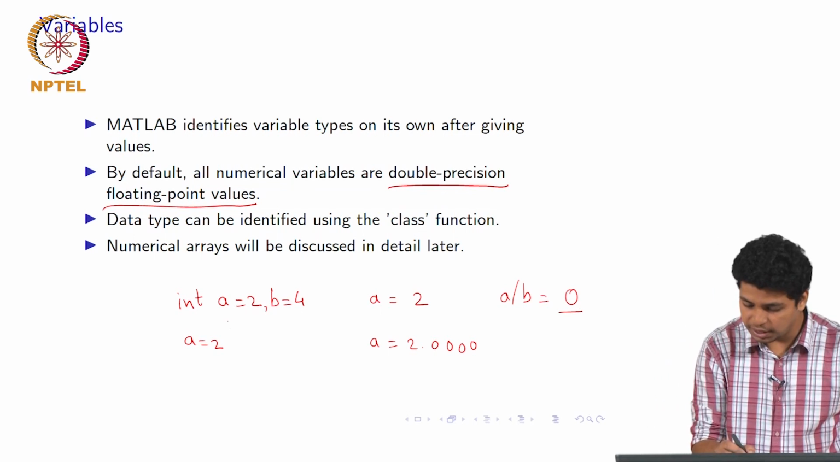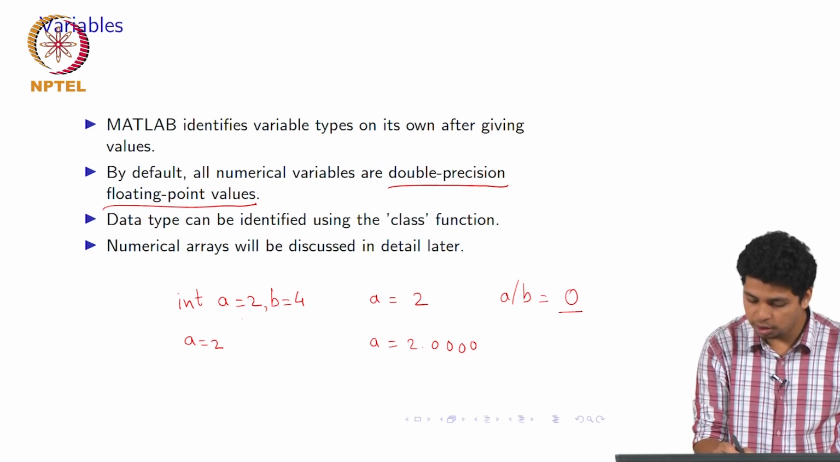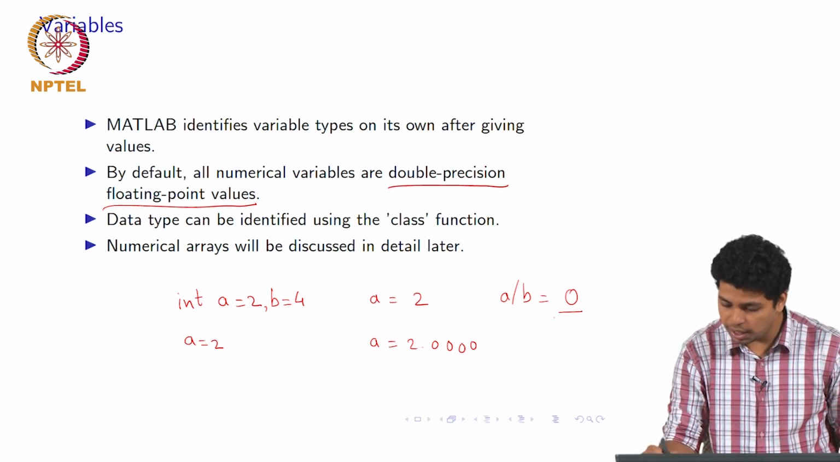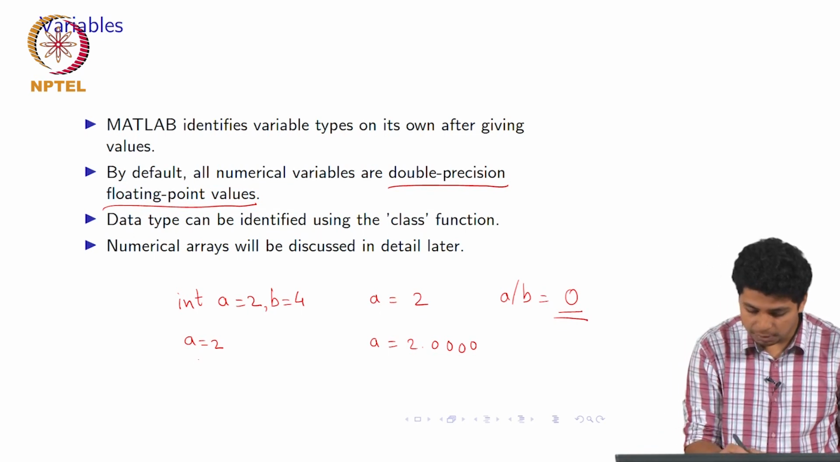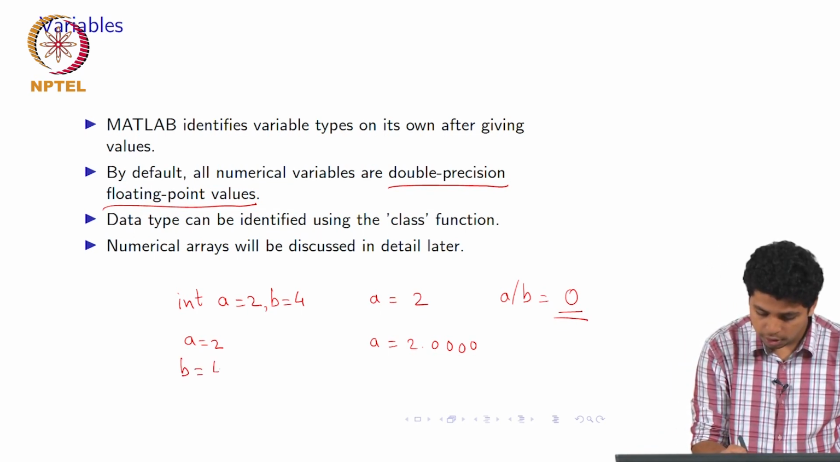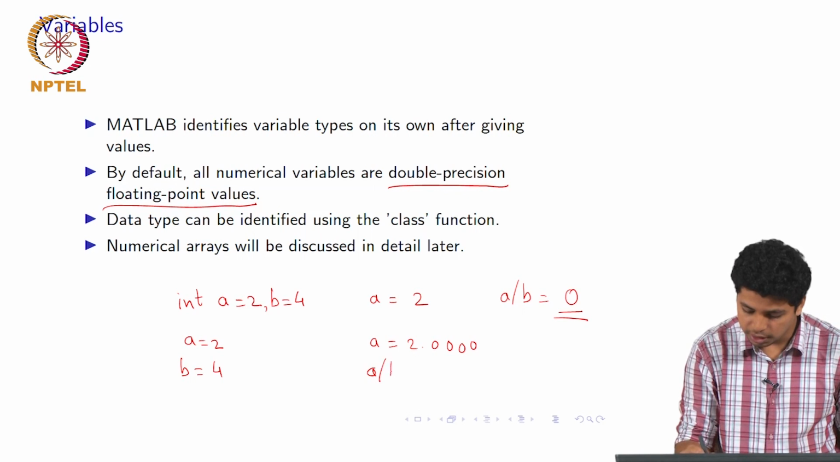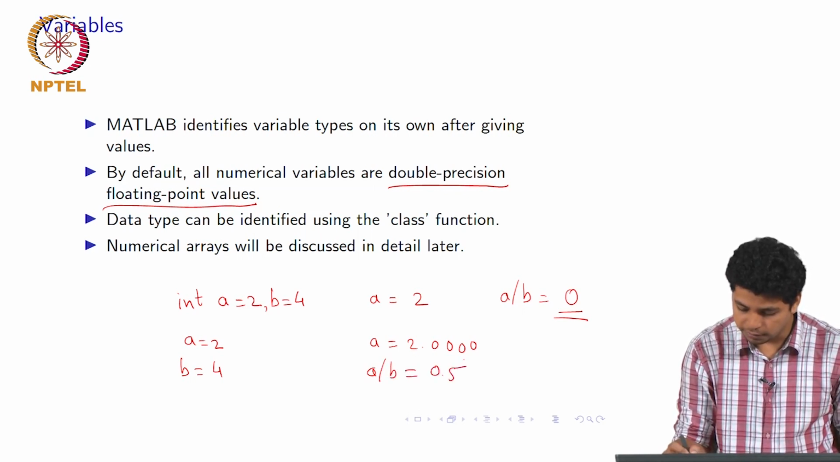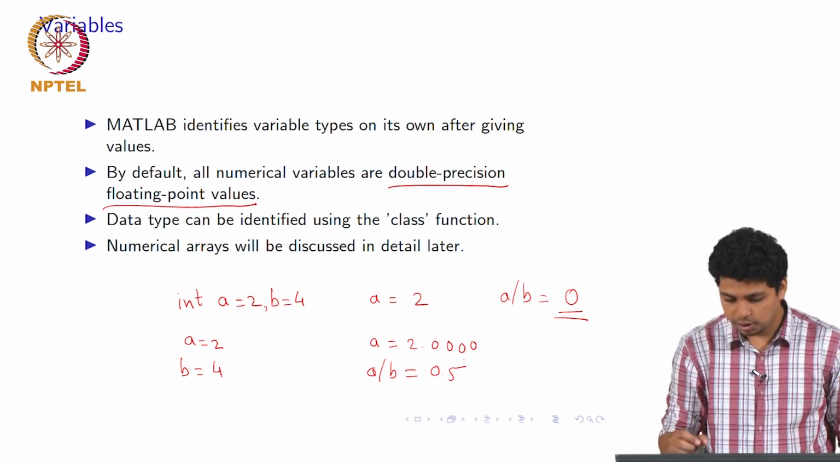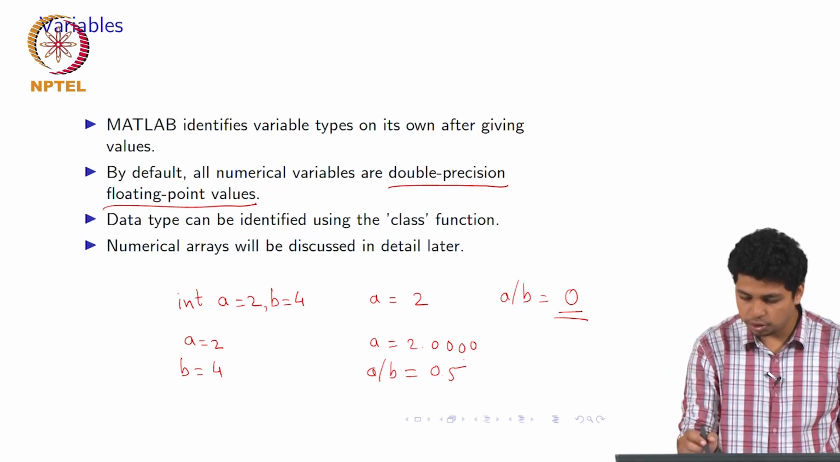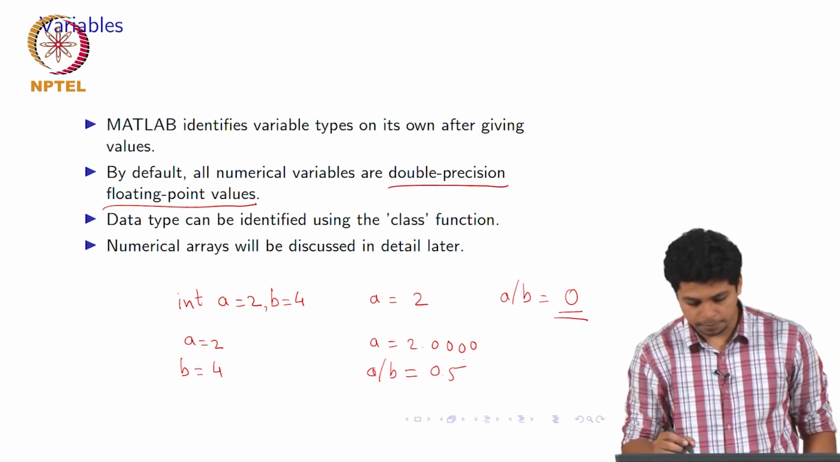Because both of these are integers, and any operation done on two integer values should give you an integer output. But in MATLAB, if you just put b equal to 4 and you perform a division operation, it will give you an answer of 0.5. That is the difference. So by default, any numerical value stored is stored as a floating point value.